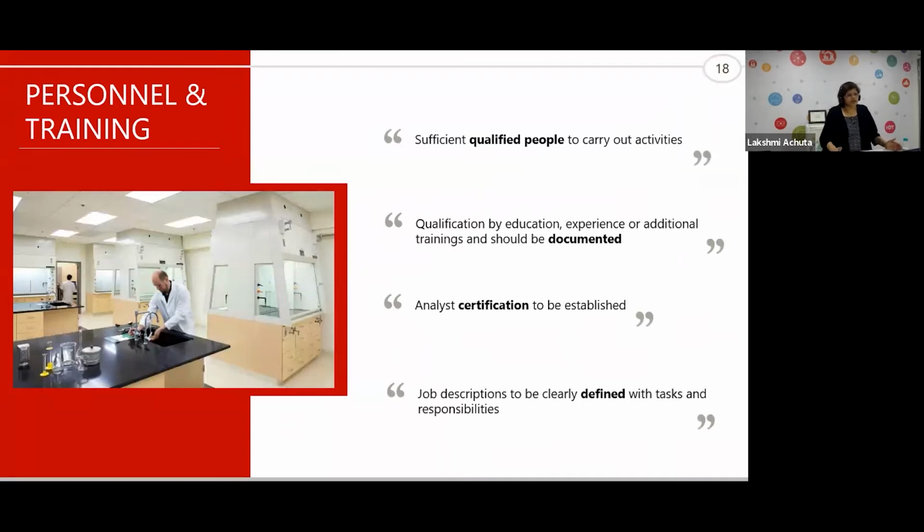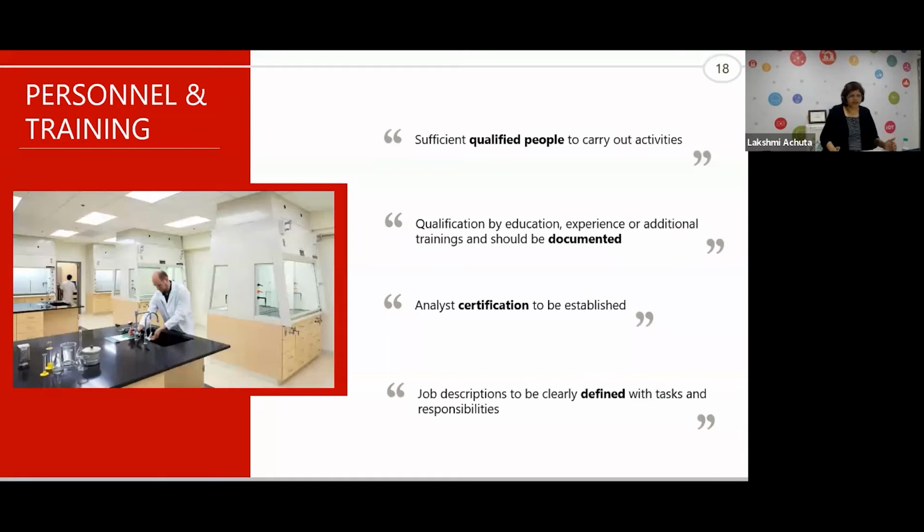Personnel involved in the study conduct have to be qualified as per the education, as per their experience, knowledge, skill, and if required, additional training should be provided. For example, if there are any regulatory updates, any regulatory changes that have taken place, then they need to be updated and trained as per the requirement.